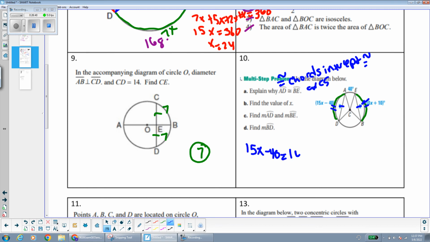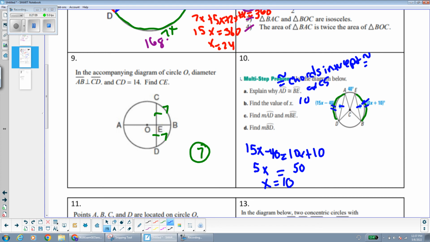5x minus 40 is equal to 10x plus 10. Let's solve this really quick. Subtract 10x on both sides. I get negative 5x. And add 40 to both sides. Negative 5x is equal to 50. So I get x is equal to 50 divided by negative 5, which is negative 10.